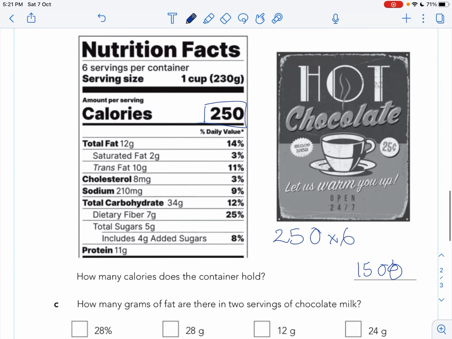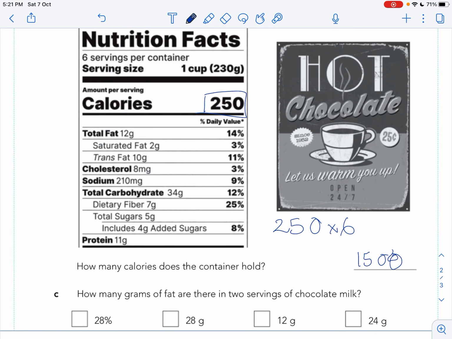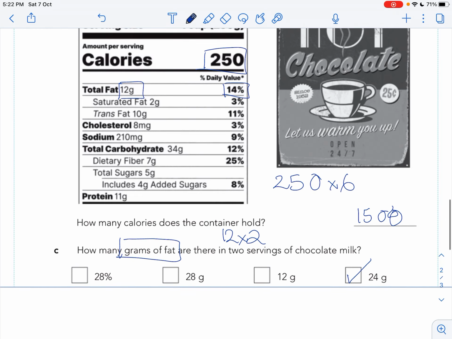You just need to read the question carefully. Okay, how many grams of fat? So one serving is 14%, which is 12 grams. Okay, because it asked how many grams of fat, not what percentage. So we need the grams. So that's in one serving. So to find it for 2, we just times it by 2, and it's 24 grams.